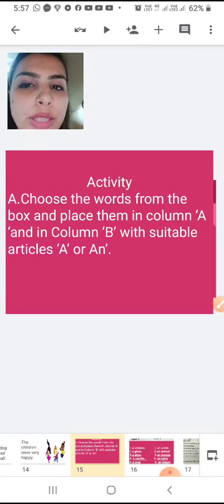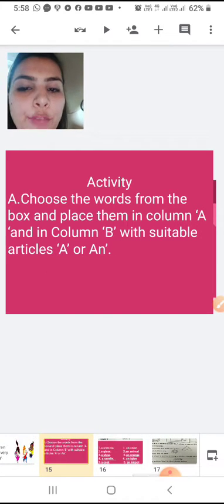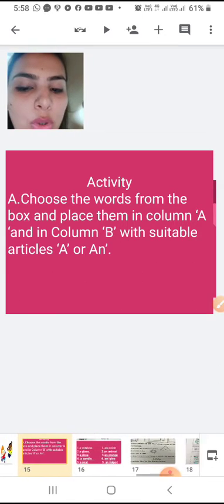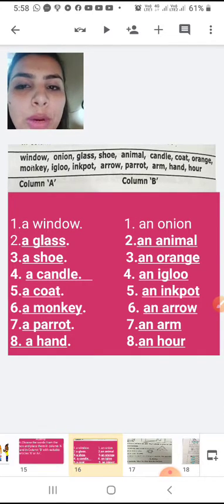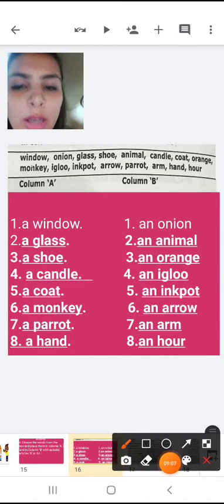So you have to just pick the word and see whether we use the article A or AN before the word. If we have to write the A words, we write them in column A. The first word is done for you, which is window. So in the first it is written "a window," and in the second it is written "an onion."